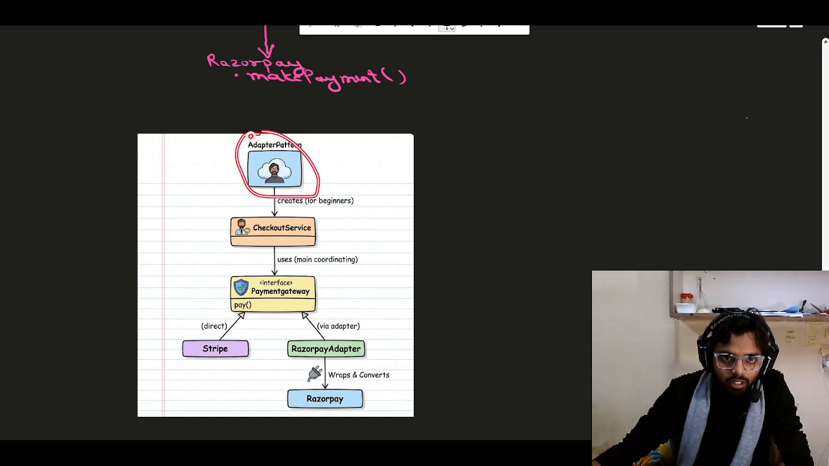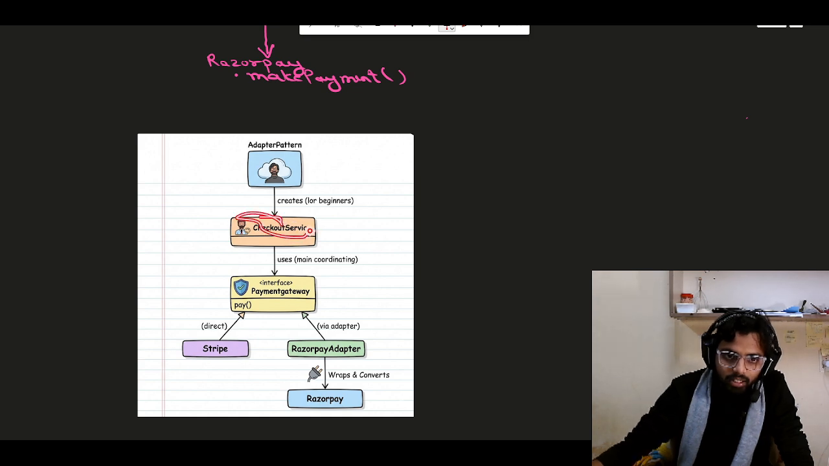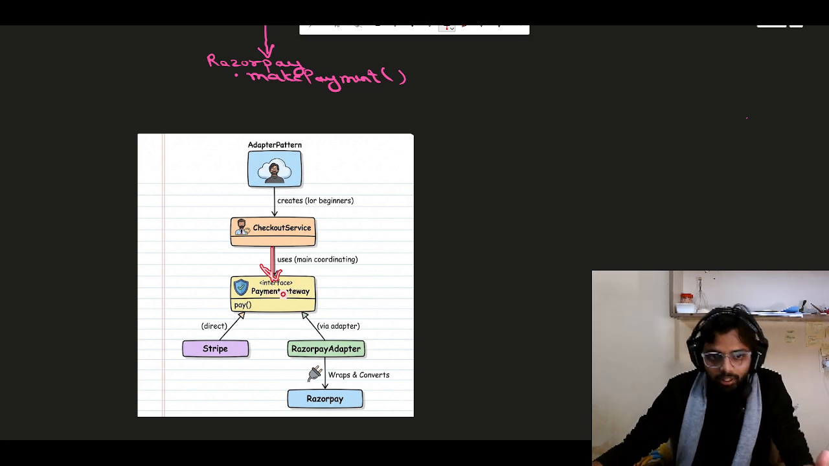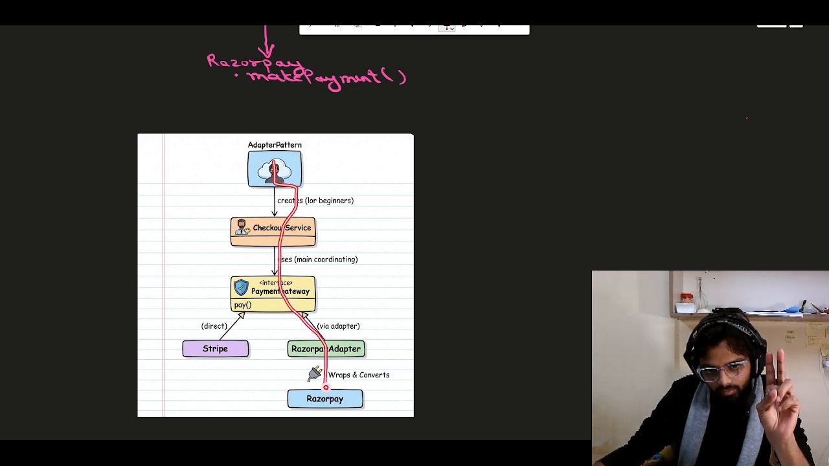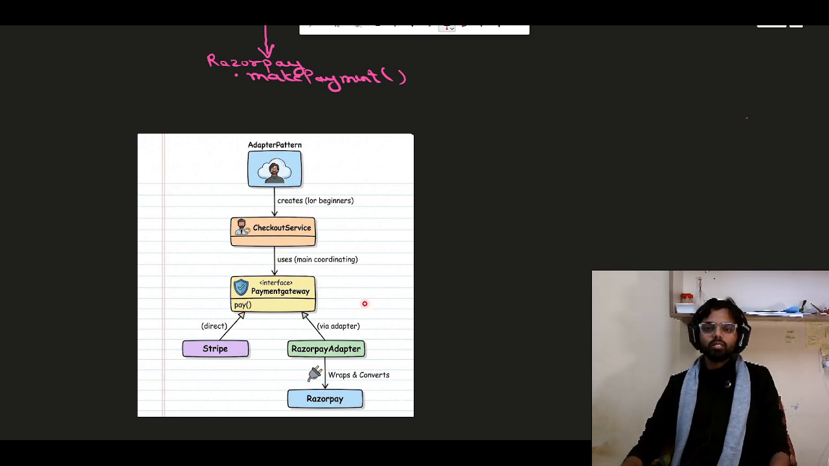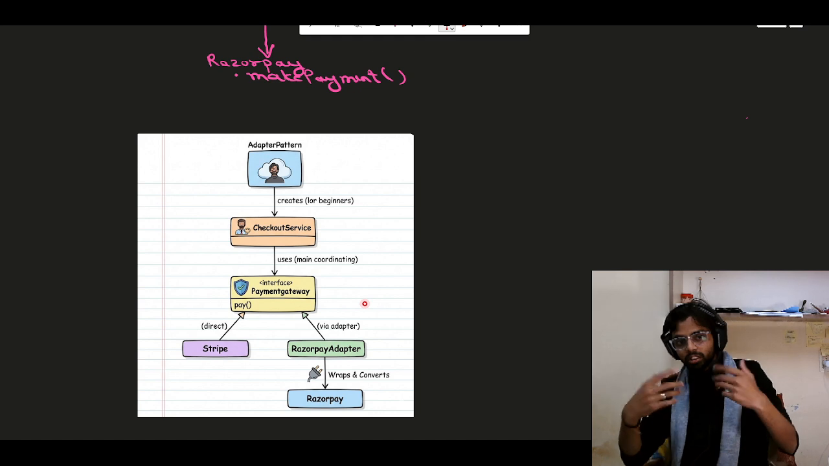Whenever a user clicks on checkout, it will first call the checkout service. The checkout service will be using the interface, and the interface is being implemented by two things: the Stripe and the Razorpay adapter. And this Razorpay adapter wraps Razorpay. So my flow will be like this. This is what the adapter pattern is. It adapts to the situation.